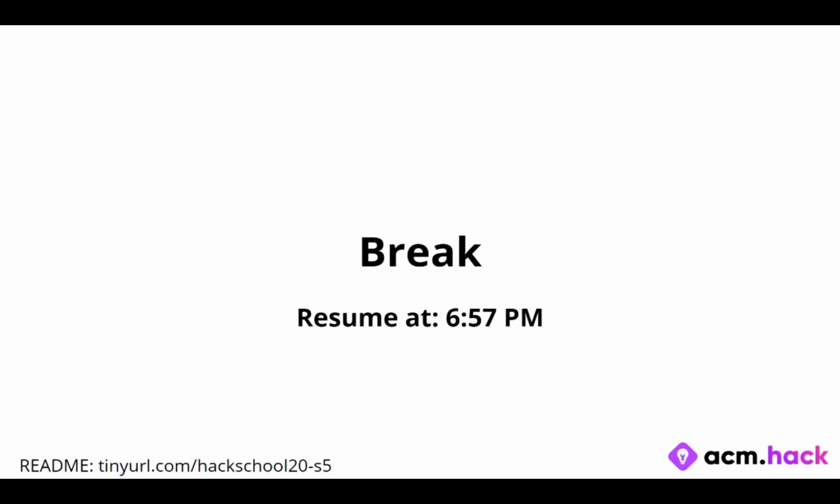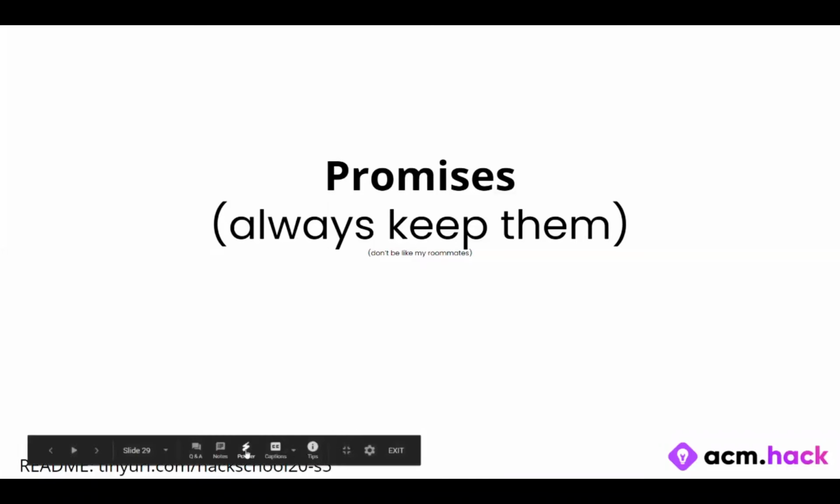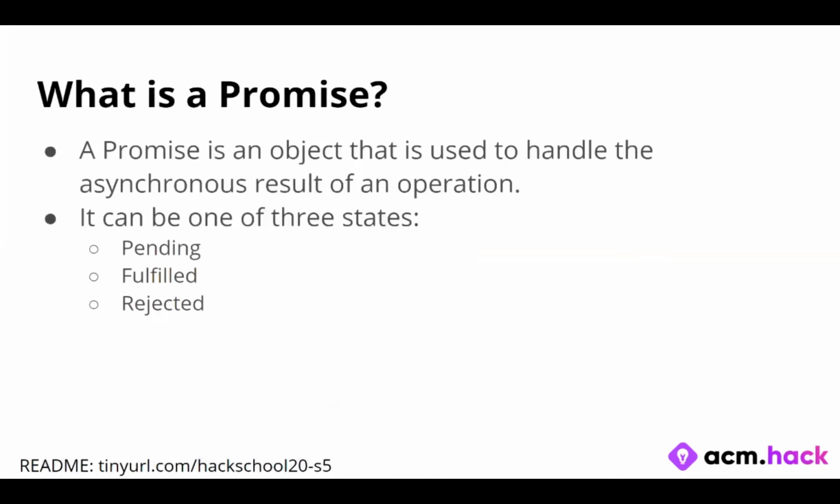All right. So remember from our roadmap, we'll be going over what promises are. So in real life, promises are like the promises I make, the promises my roommates make, but they never keep. Right, that's fine. But in JavaScript, what is a promise? A promise in JavaScript is an object that is used to handle the asynchronous result of an operation. And it can be in one of 3 states: pending, fulfilled, rejected.